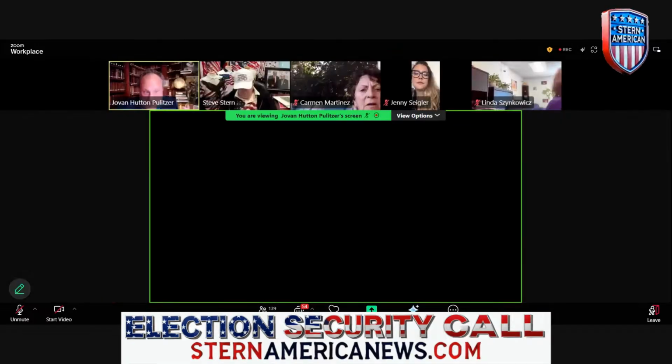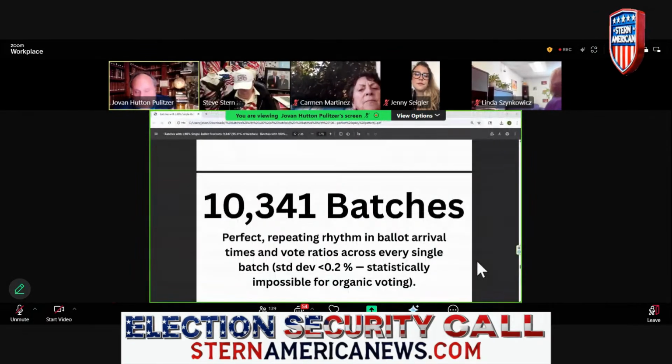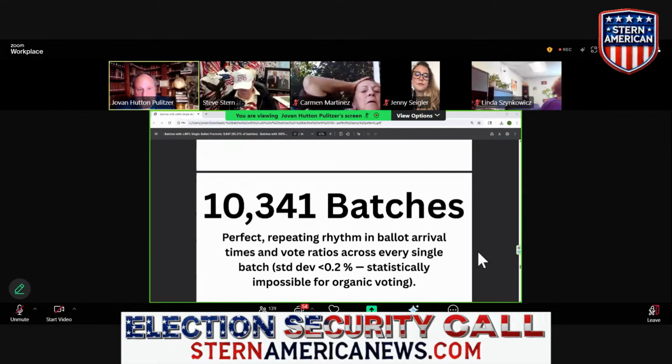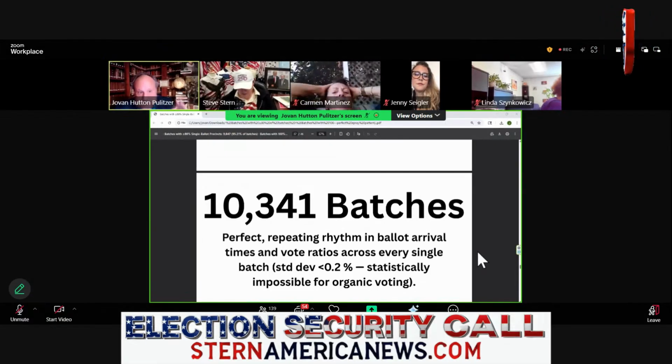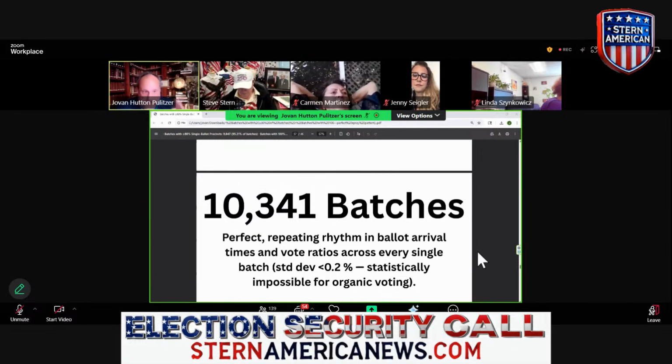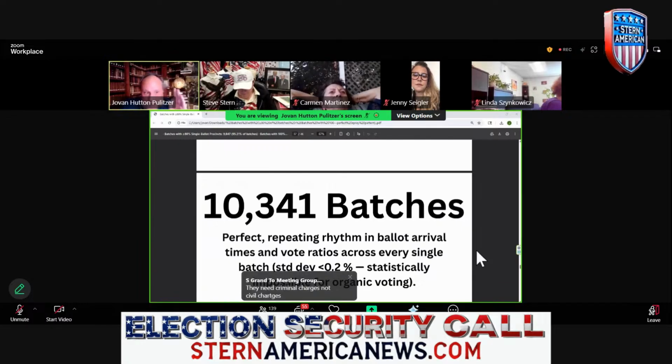So when you're looking at this in Maricopa to understand how to do this audit yourself, what we found: 10,341 batches. They all had the same repeating rhythm in arrival and runs. It is within a 0.2 statistical difference. By the way, that 0.2 statistical difference is exactly what Biden won the election by.